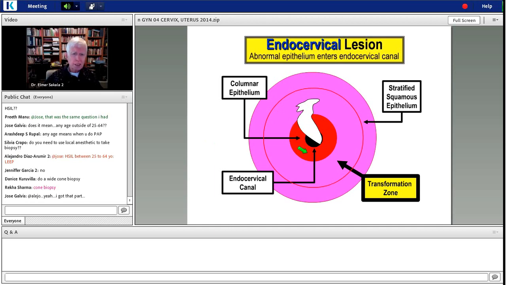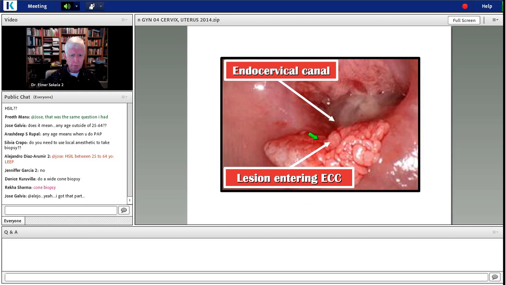We would like to see the endocervical canal completely clear, but it's not clear. There's white epithelium going into the canal. You don't know how far down it goes. You don't know if it is invasive, whether it's broken through the basement membrane. So now we need to do a narrow and deep cone biopsy.